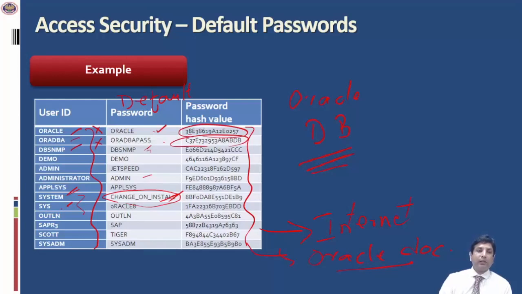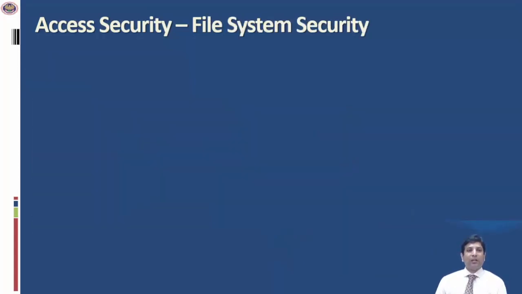Another important aspect is that similar types of user IDs and passwords may also be present within the network equipment. So as auditors, we need to cover all the layers of security and ensure that default passwords do not exist at any of the layers, because even if one layer is breached, then it provides access to the next layer. Now let us look at file system security.